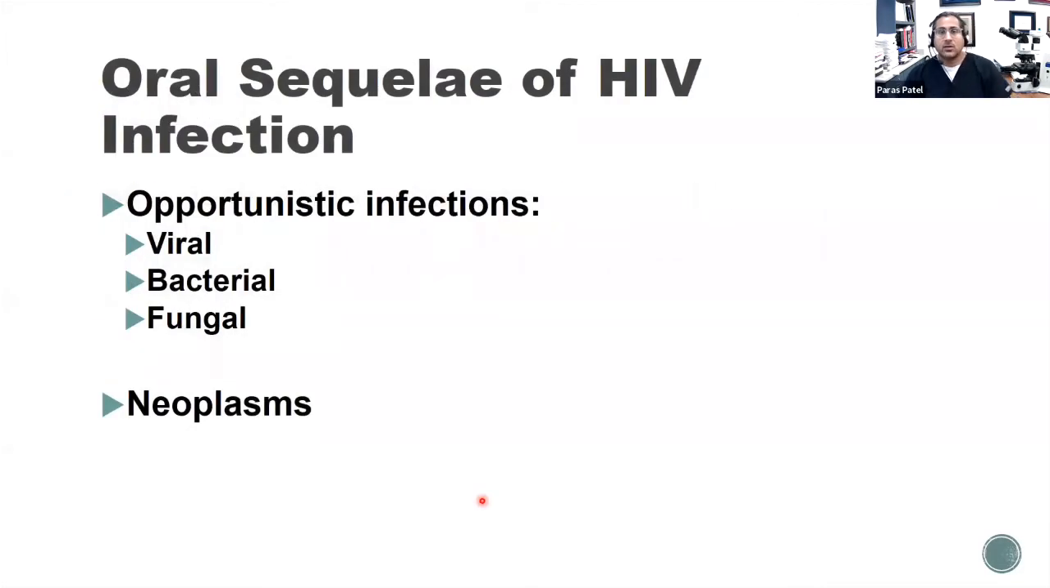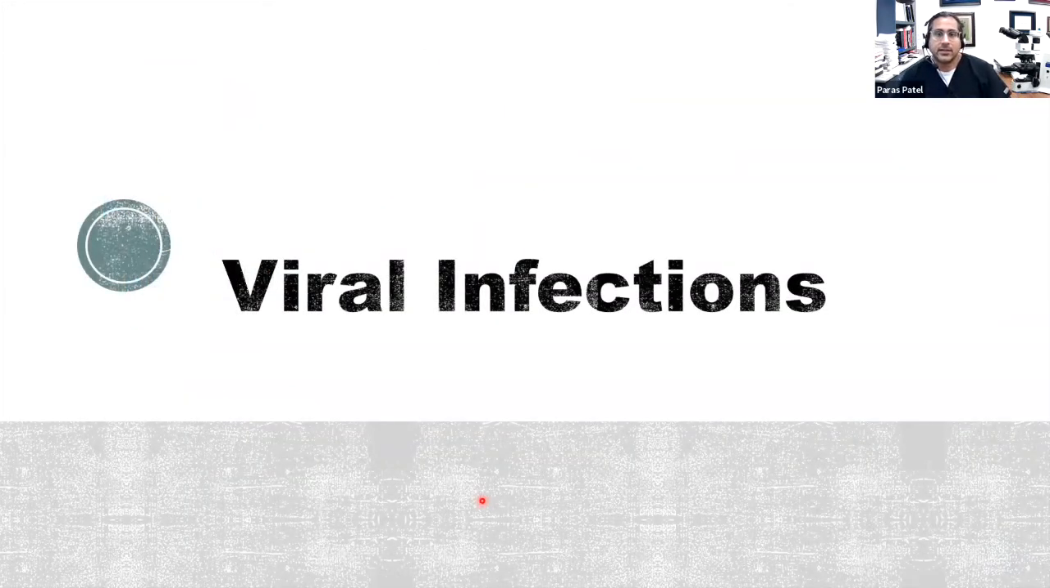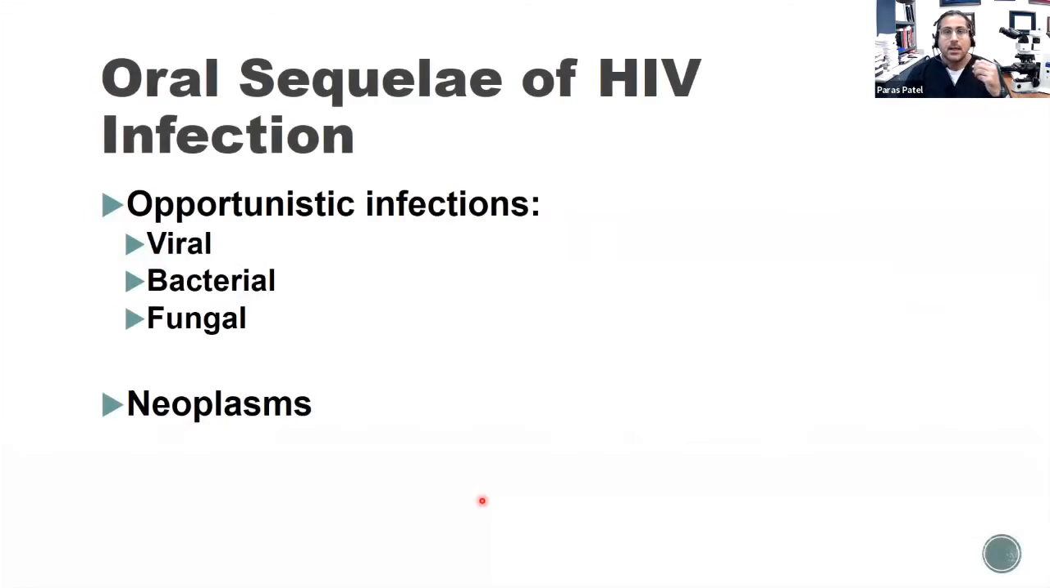Right, the oral sequelae for HIV infection: again, opportunistic infections that can occur, viral, bacterial, fungal, and then these individuals do have a tendency to develop certain neoplasms at a higher rate. Okay, so I'm going to talk about the viral infections. Well, before I move on, actually, let me just mention one thing quickly.